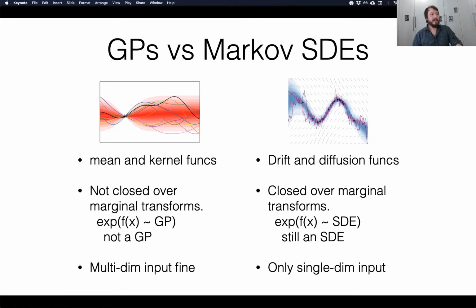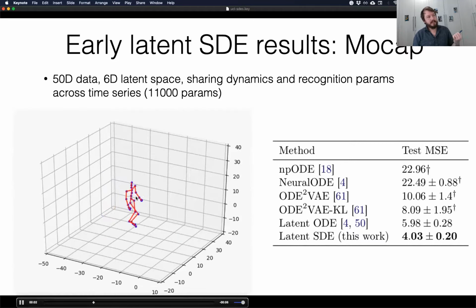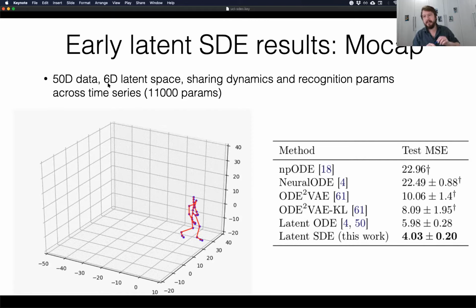Cool. And then just to show that this actually works on higher dimensional data, here's us fitting a pretty toy data set. We have 50-dimensional time series mocap data, so the position of all these different joints on a person. We used a 6-dimensional latent space. This is just because when we were coding everything up in PyTorch, it was very slow. This was like 1.5 years ago. So this is fitting 11,000 parameters.